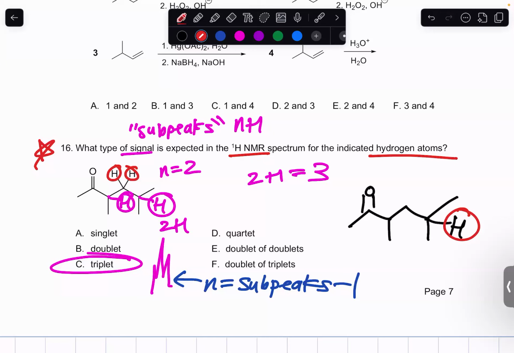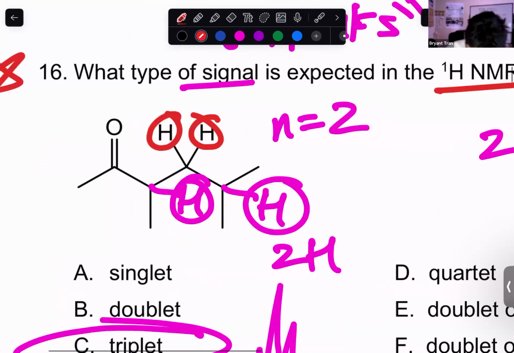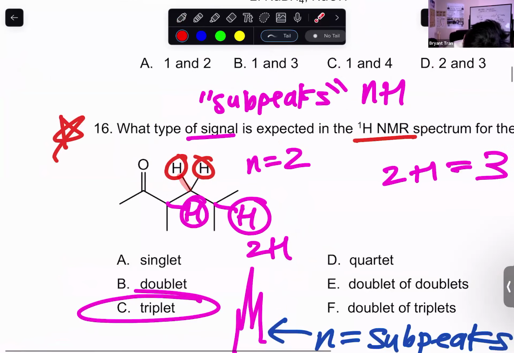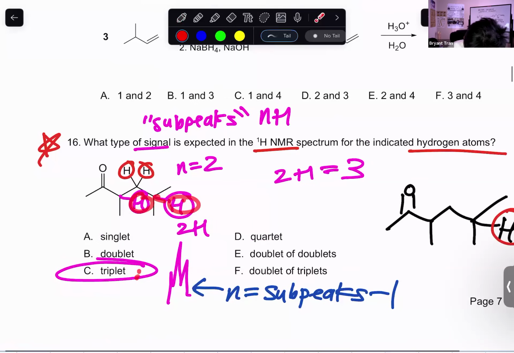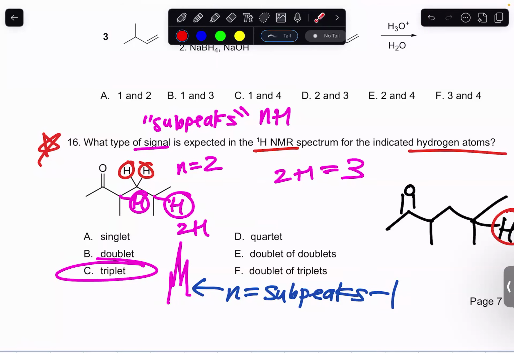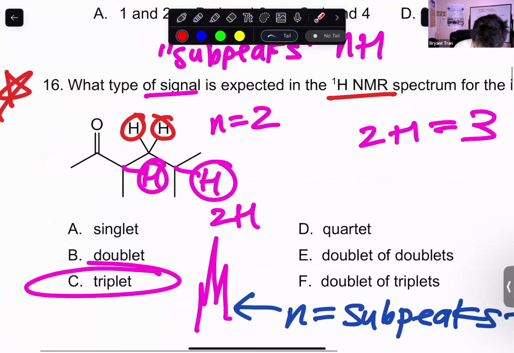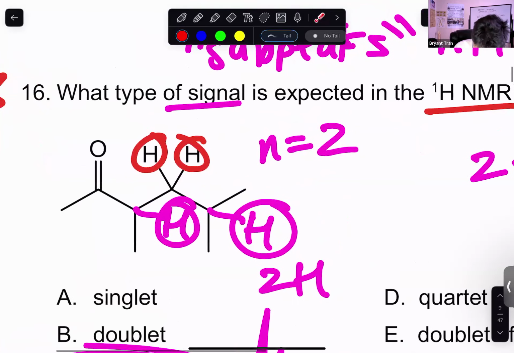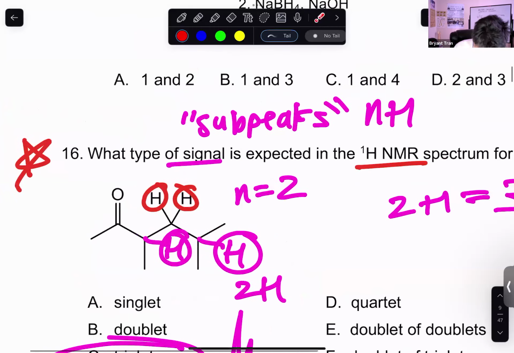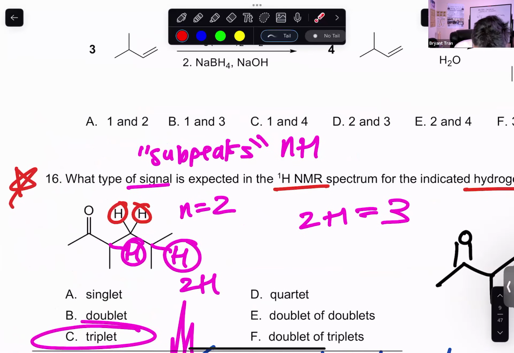So wait, for the answer for number 16, you got triplet? Triplet, let's see. 1, 2. 1, 2, 2 plus 1 is 3. Yes, is the answer something else? Yeah, it's doublet of doublets. Doublet of doublets. Yeah, it's E. Doublet of doublets. Let's see. What type of signal is expected in the HNMR spectrum of limited hydrogen atoms?